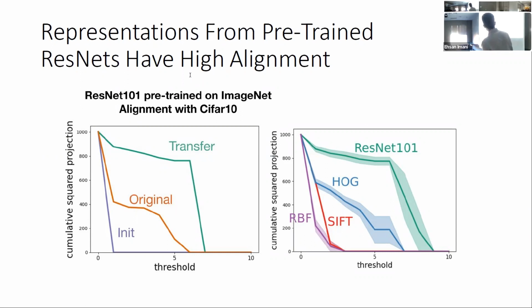On the right, the green curve is the same as transfer. The difference between these two green curves is that for the one on the right, we ran the experiment five times and averaged these curves, so you have error bars that represent standard errors. The green curve is obtained in a similar way: you pre-train the neural network on ImageNet, extract the representation on some images from a binary classification task from CIFAR-10, and plot the alignment curve between the extracted representations and those plus one and minus one labels.